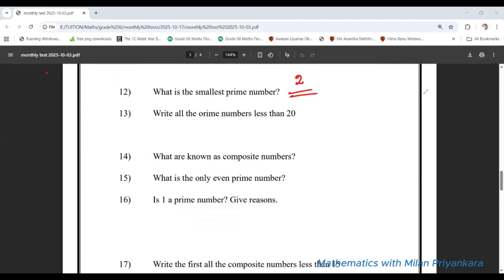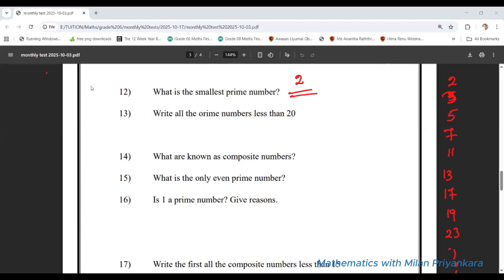2 is the answer, and the other prime numbers are 2, 3, 5, 7, 11, 13, 17, 19, 23, and so on, right? So it goes on. And there are prime numbers like that. Okay. I hope you understand this.